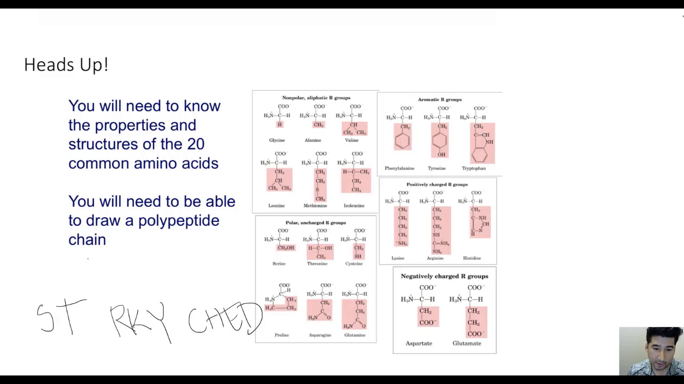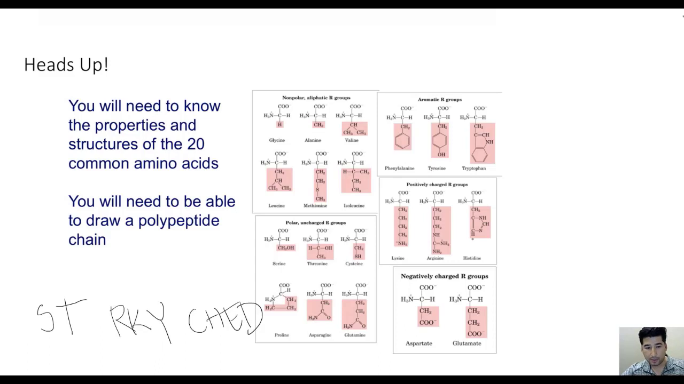So S is for serine. I'll probably just circle or annotate with the mouse for now. Okay. So S is for serine, and then T is for threonine. R is for arginine. K is for lysine, and Y is for tyrosine.